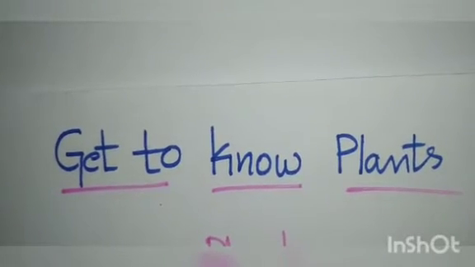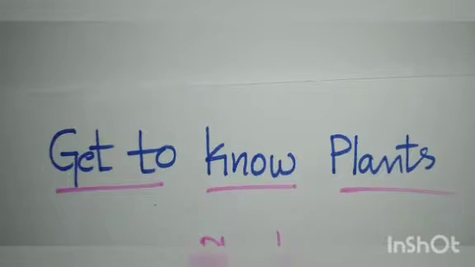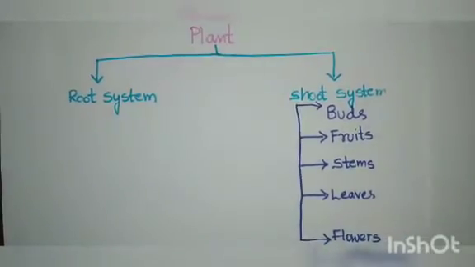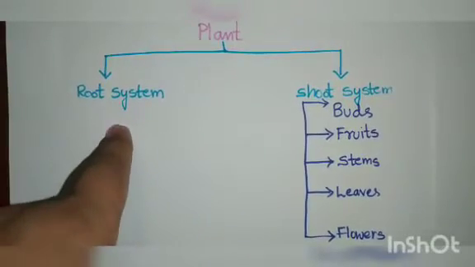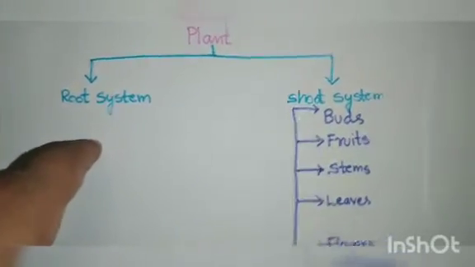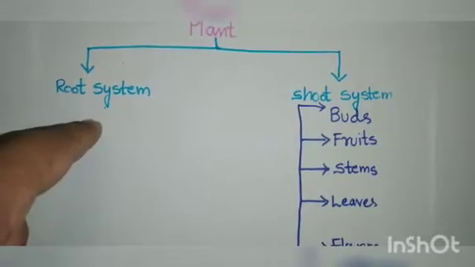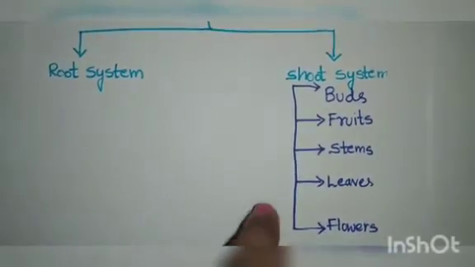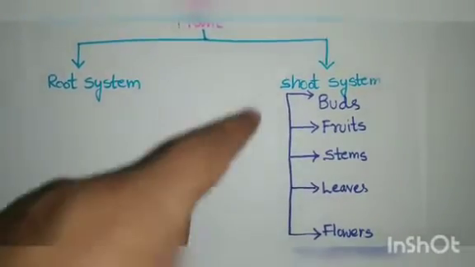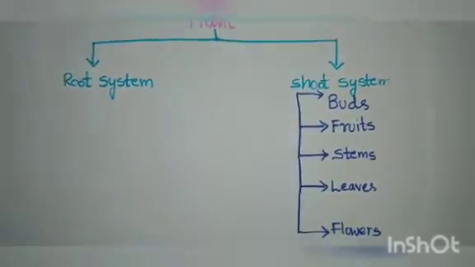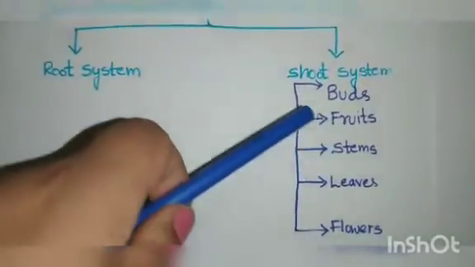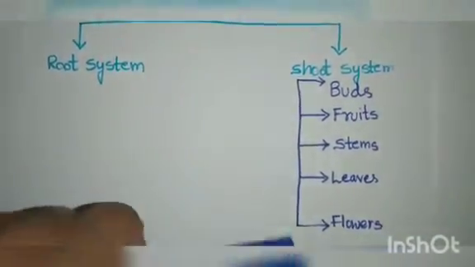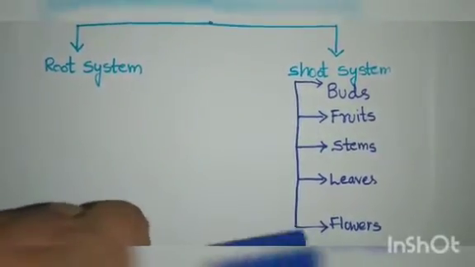A plant has two important systems: one is the root system and the other is the shoot system. The roots are always underground, present inside the soil. Next is the shoot system. The shoot is the aerial part of the plant, and it contains buds, fruits, stems, leaves and flowers. These are all the different parts of the plant.